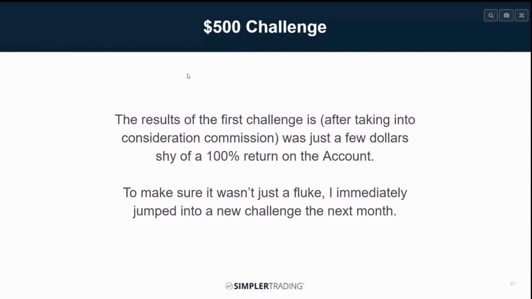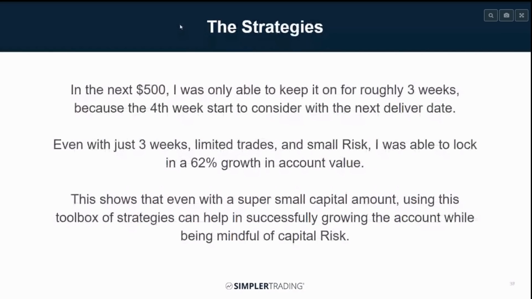So to make sure it wasn't just a fluke, I immediately jumped into a new challenge the next month. So in the next $500 challenge, I was only able to keep it up for roughly 3 weeks, because that 4th week I had to start considering the next delivery date. He looked like he was coming early, so I wanted to be mindful of not being in a lot of trades in case he decided to come earlier than expected.